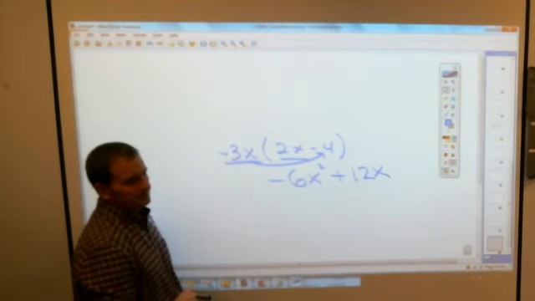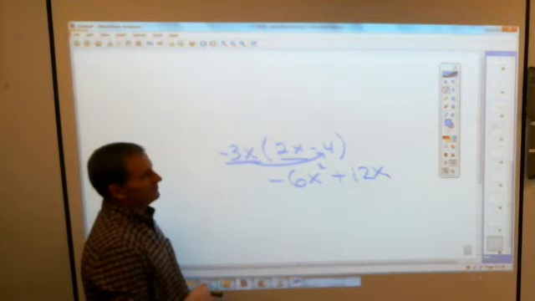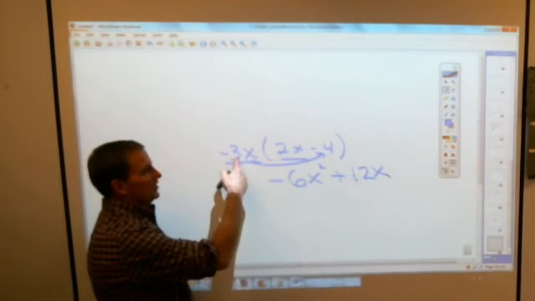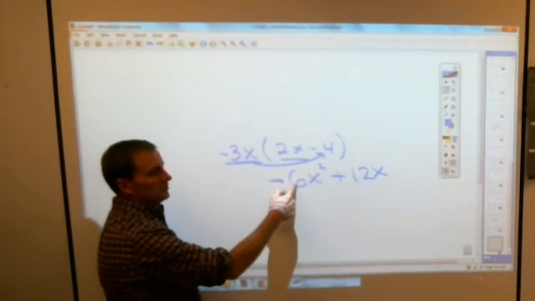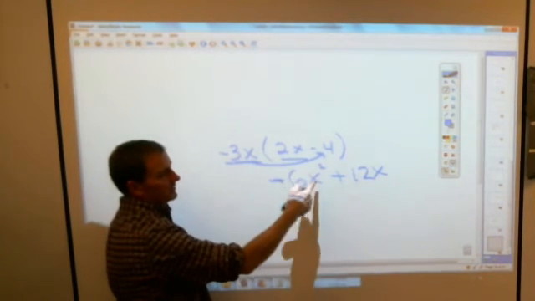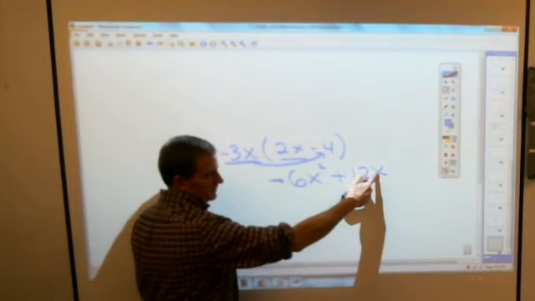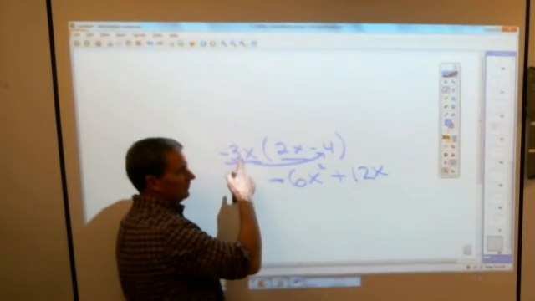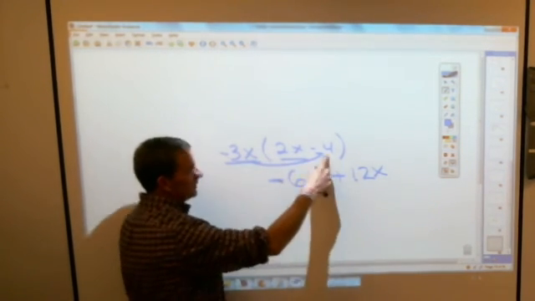Emma, how did you get minus 6x squared? Because this one negative gives me the negative. 3 times 2 gives me the 6. X times x is x squared. And that's the same place where this x came from, because this negative 3 has an x to it, I have to put that x over there. Negative 3 times 4.